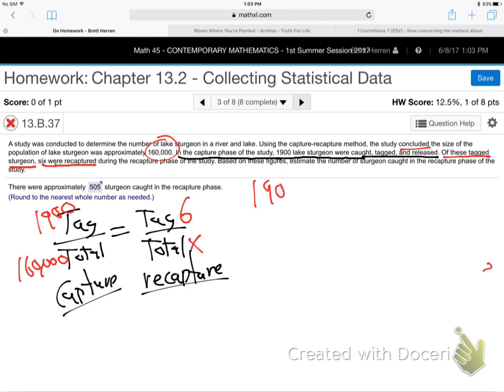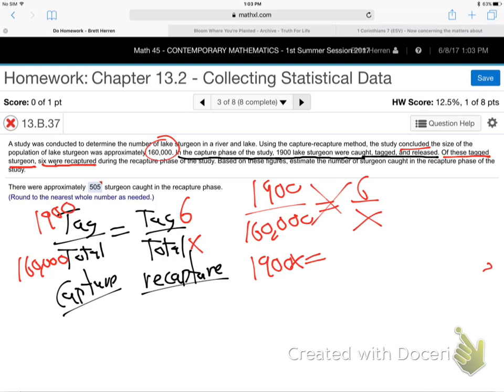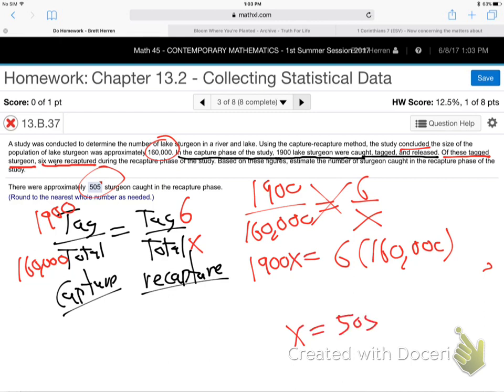So 1,900 over 160,000 is 6 over x. Go diagonal, diagonal. 1,900x is 6 times 160,000. And just work out the math. I guess you get 505. That's the answer they gave me. So X ends up being 505. Questions I can answer on that one? They're just coming at you a little different on that one. Is that okay?